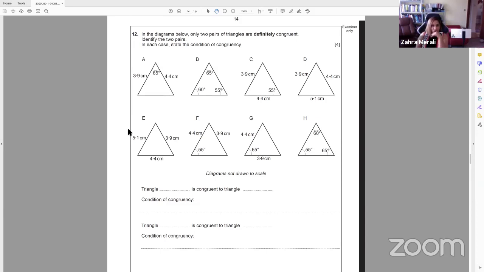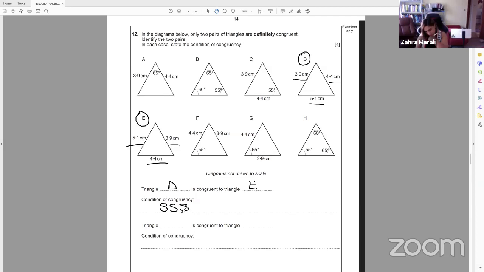So if I look at that, I hopefully can straight away see, I don't know whether you can see, that D and E have all the same numbers on the sides. 3.9, 3.9, they've just been written in different places. So triangle D is congruent to E, and all you need to write as your condition for congruency is SSS. You could write 3 sides if you wanted. And then it's asking for the next one that is as well.